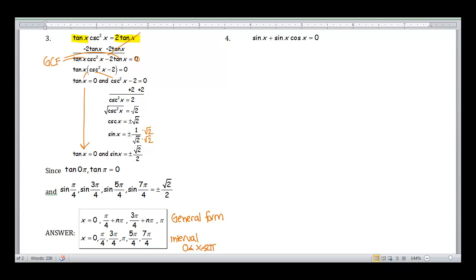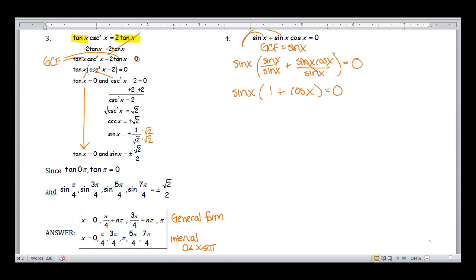Please now pause the video and try to factor out the common term of sine from both of these terms. You should have factored out a GCF of sine x. Dividing each term by my GCF, inside the parentheses, I'm left with 1 plus cosine x. So from here, I can take my sine of x and set that equal to 0, and I can also take the 1 plus cosine x and set that equal to 0 by my zero product property.